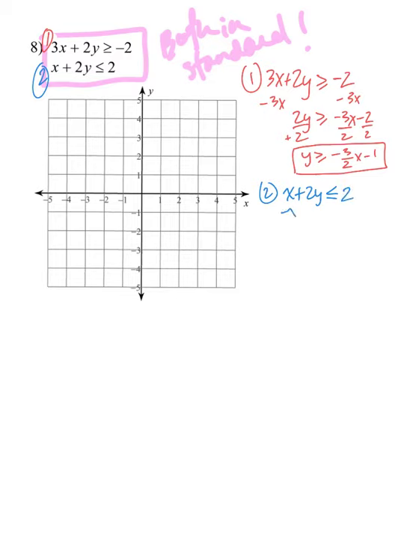Okay. Minus x, 2y. Plus 2, divide by 2, divide everything by 2. Again, this is positive, so I don't have to change anything. This is negative 1/2 x, and this is plus 1. Great. So again, you might need to review that.